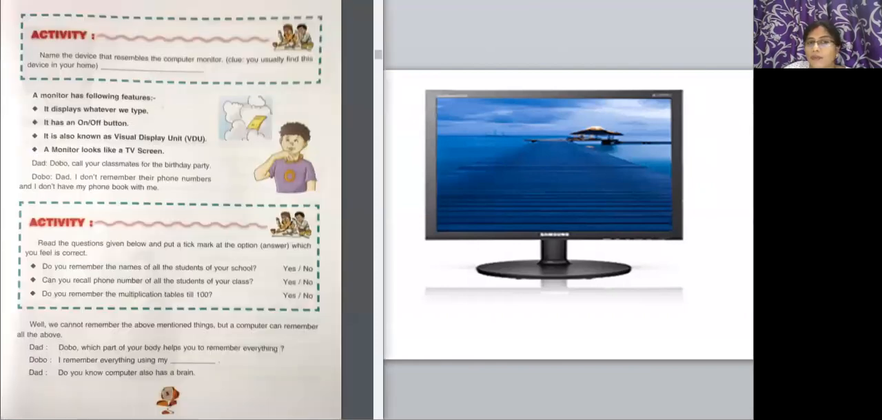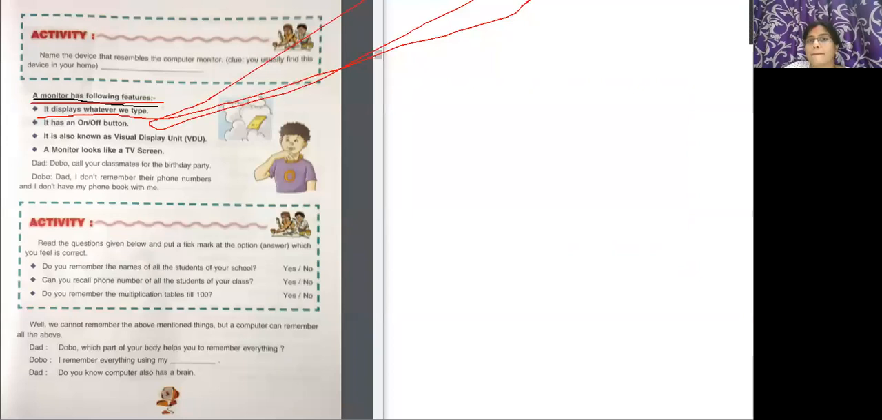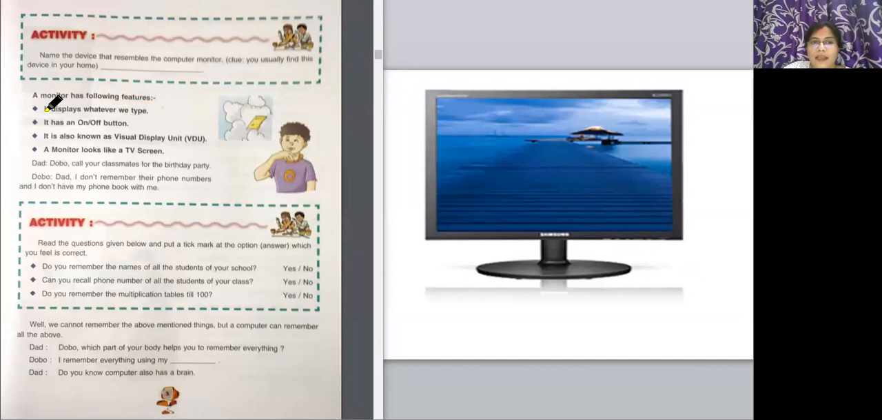Now, let us see what the work of a monitor is. A monitor has many features. It displays whatever we type. Whenever we type something on the keyboard, where does it get displayed? Where we can see what we have typed, it is displayed on the monitor. And the monitor has an on and off button, so you can switch the screen of the monitor off or on.